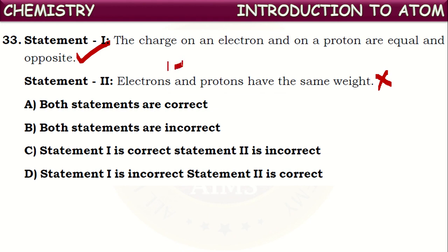So if we take one electron, its mass is equal to 1 by 1837 into the mass of a proton. Means if you take one proton, to balance the mass of one proton, we need to take around 1837 electrons. So when you compare like this, the mass of an electron is said to be very small compared to a proton's mass. So it is an incorrect statement. Here, statement 1 is correct, statement 2 is incorrect.